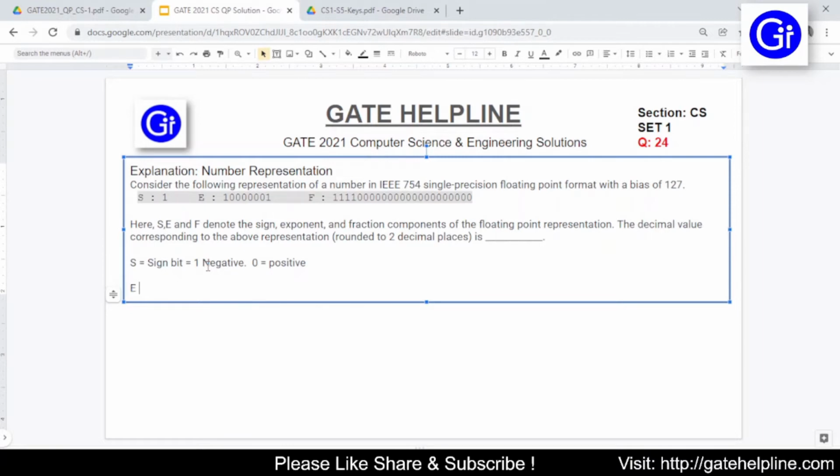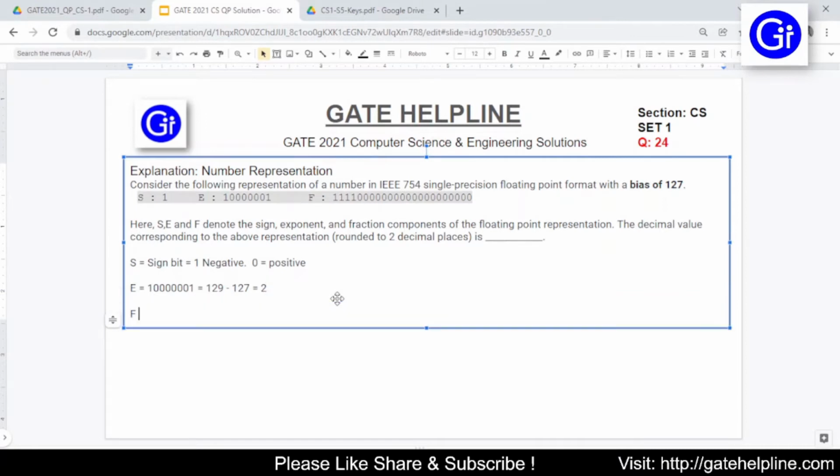Next thing is E. The value of E stands for exponent. So the binary value of E is 10000001. If you convert this number into decimal, it will be 129. Here it will be 128 for this bit and 1 for this bit, so once we add it, it will be 129. And as it's an exponent and we are given a bias of 127, we'll subtract 127 from it and it will become 2. So the exponent value will be 2.